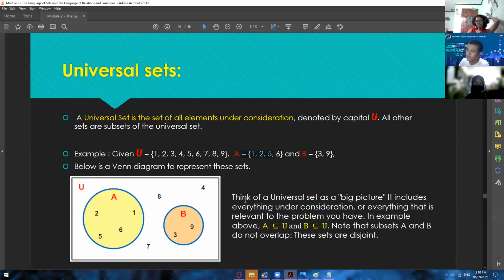Think of a universal set as a big picture. It includes everything under consideration, depending on the elements being mentioned, or everything that is relevant to the problem you have. In the example above, on the left side, A is a subset of U, and B is a subset of U also. Note that subsets A and B do not overlap, so these sets are disjoint. Okay. So, are we clear with the universal sets?